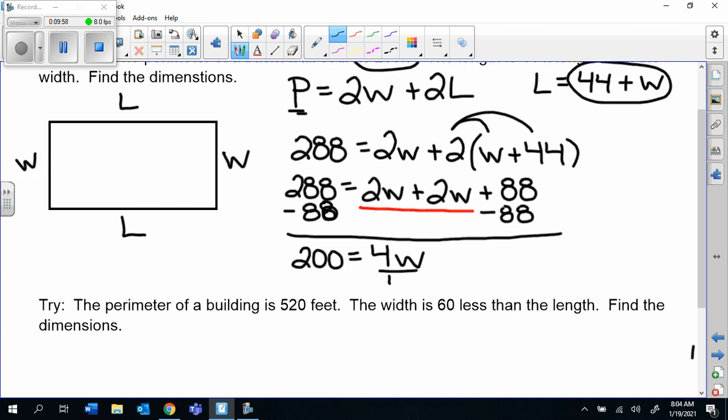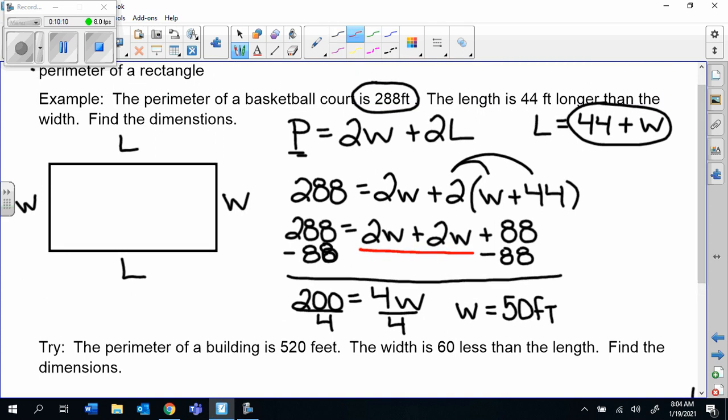Divide both sides by 4. And the width is equal to 50 feet. And notice how I circled this up here, because if I need to find the dimensions, I also need to find the length. And I've got it circled. If the width is 50, and I put that right there, 50 plus 44 means the length has to be 94 feet.